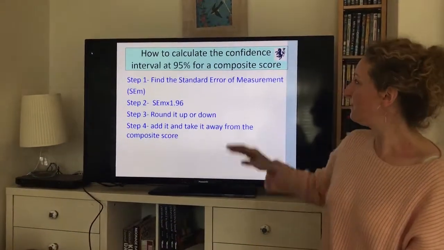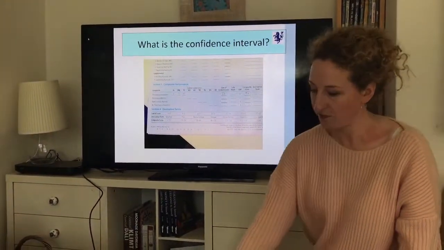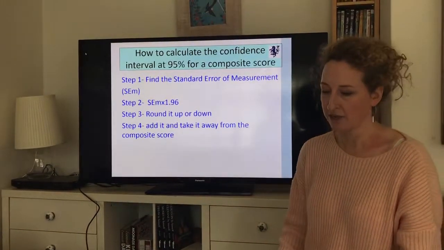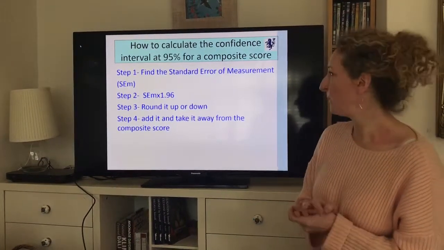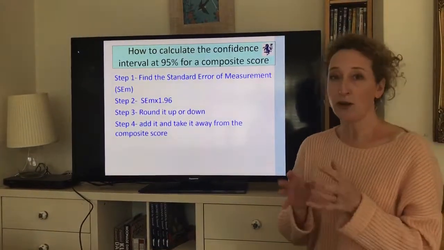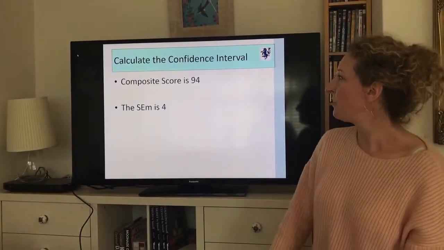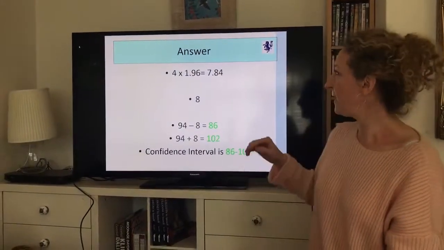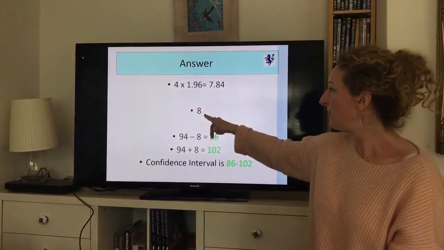So you get your standard error of measurement, and on the front of the CTOPP, for example, there it is, 4. And then you times it by 1.96 and round it up or down. So it would be rounded up to 8 in this example. And then I need to take it away and add it from the composite score. So let's say, for example, the composite score is 94, standard error of measurement is 4. I'm going to say 4 times 1.96 is 7.84. I'm rounding it up to 8.